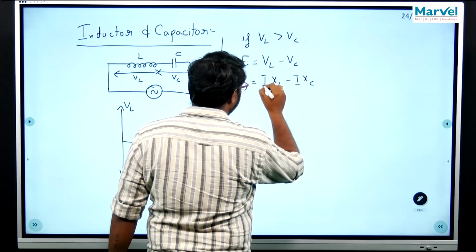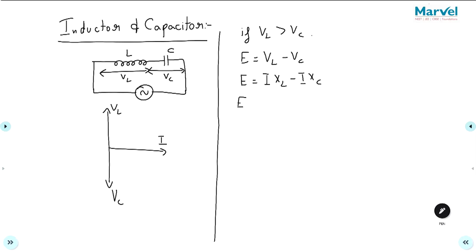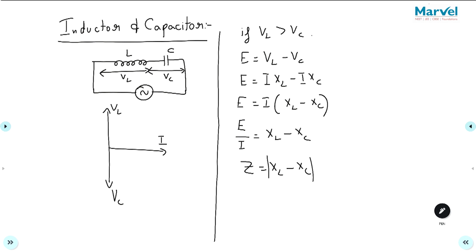The total E is equal to VL minus VC, where E is equal to I into XL minus I into XC, and collecting that I outside, E is equal to I times XL minus XC. If I bring my I down, E by I is equal to XL minus XC, where XL is the resistance offered by your inductor and XC is the resistance offered by the capacitor. Again, E by I is nothing but Z, which is XL minus XC.